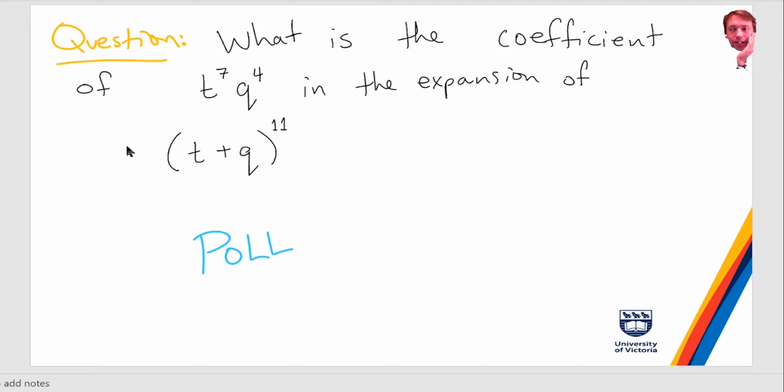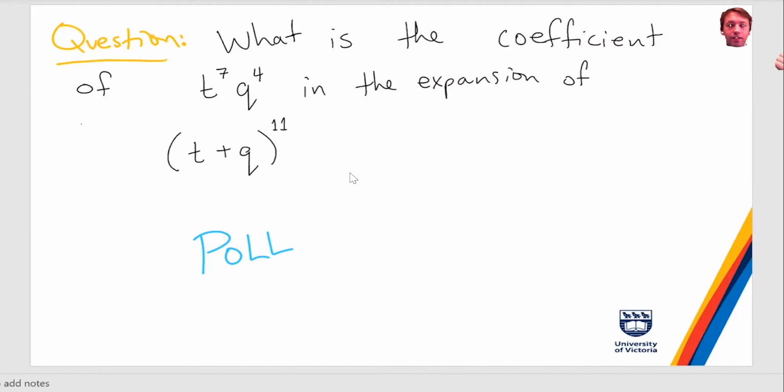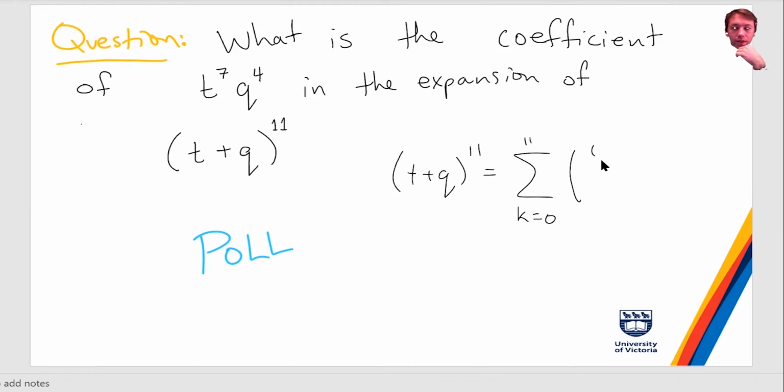For this, you don't really need to understand the proof of the binomial theorem. This is just asking, do you understand the statement of the binomial theorem? So what is the coefficient? Just applying the binomial theorem, we know that (t + q) to the 11. This is what the binomial theorem says.